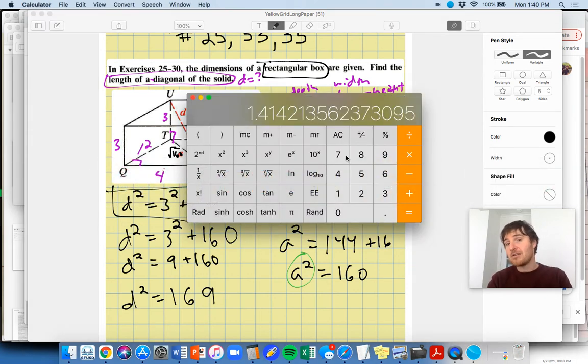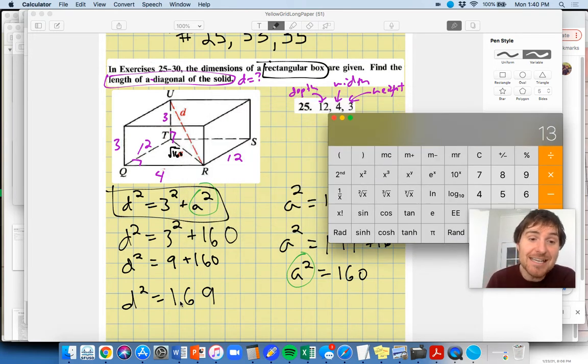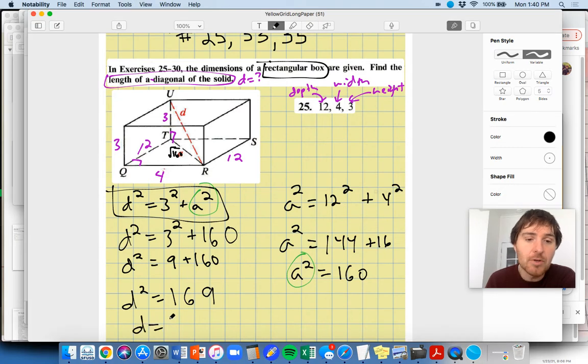Let's check our calculator here. Get rid of that, 169. Take the square root, 13. There we go. It is a perfect square. So D in this one is going to be equal to 13.